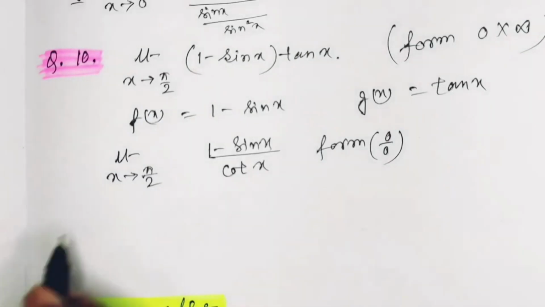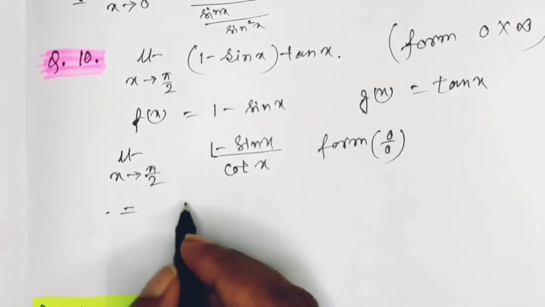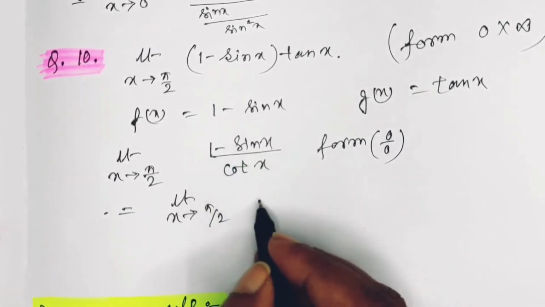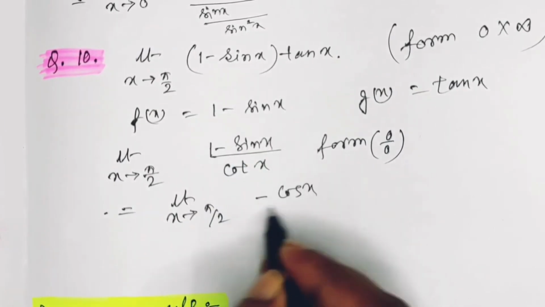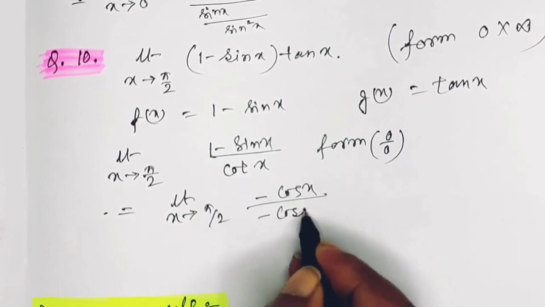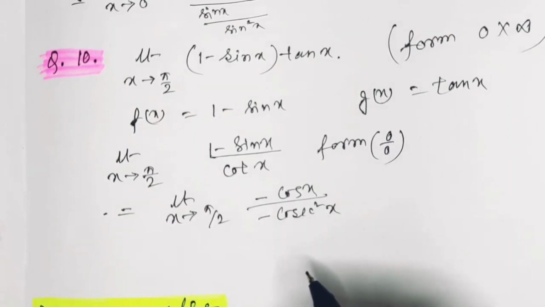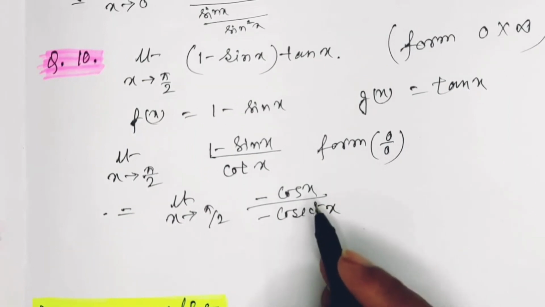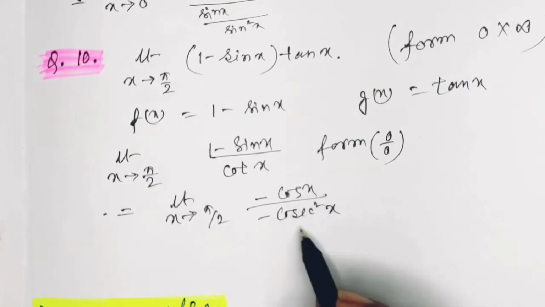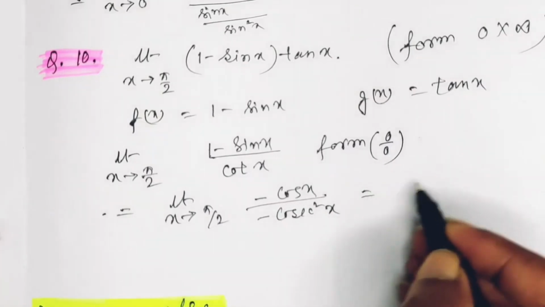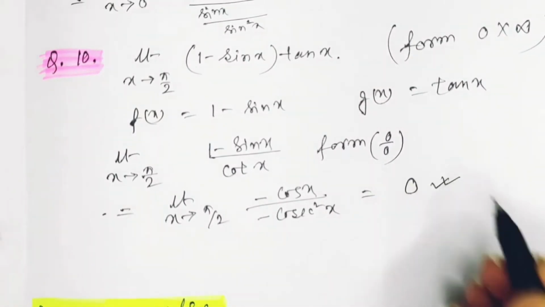So in this form 0 by 0, if we simplify, we take the derivative, and it is minus of cos x, and for cot x it is minus of cosec square x. Now if we simply substitute the value pi by 2, we find that cos pi by 2 is 0, whereas cosec square pi by 2 is 1. So if we substitute, we shall find the limiting value is 0.